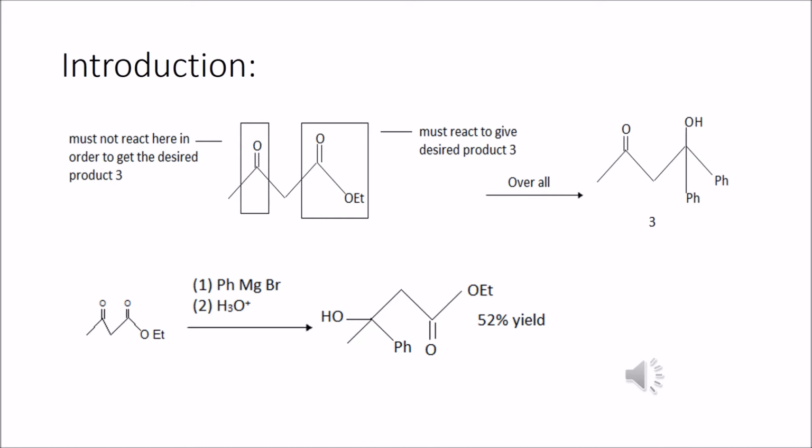For example, the tertiary alcohol here, structure 3, could be prepared from a ketoester or acetoacetic ester, that is structure 1. If we want phenyl magnesium bromide, that is a Grignard reagent, to react with the less reactive ester group rather than with the more reactive keto group, it is not straightforward. As expected, simply adding phenyl magnesium bromide to the acetoacetic ester, addition to the more electrophilic ketone would mainly take place.